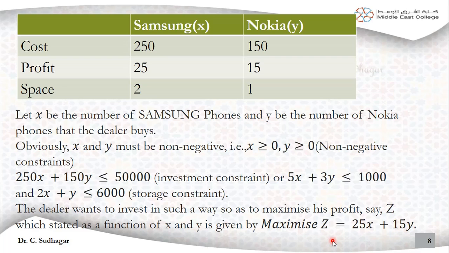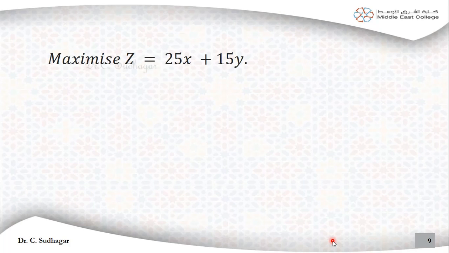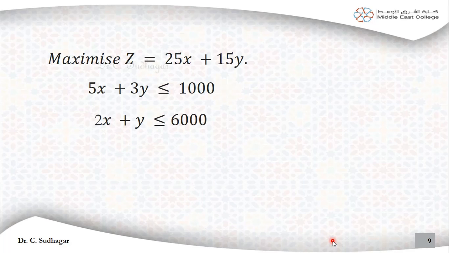So let us make the neat question. First let us write the objective function: maximize Z equals 25x plus 15y. Then the constraints: 5x plus 3y less than or equal to 1000, this is the investment constraint. 2x plus y less than or equal to 6000, this is the space constraint. And this is the non-negative constraint.